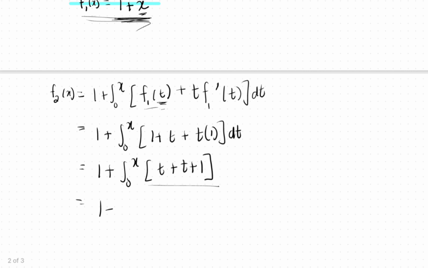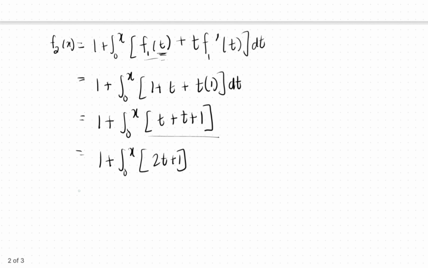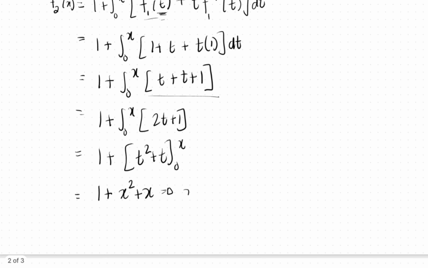Simplifying this, we get 1 plus the integration from 0 to x of 2t plus 1. Integrating this, we get 1 plus t squared plus t, from 0 to x. Simplifying, 1 plus x squared plus x. And if we put it in the standard form, it's x squared plus x plus 1, which is equal to f2 of x.